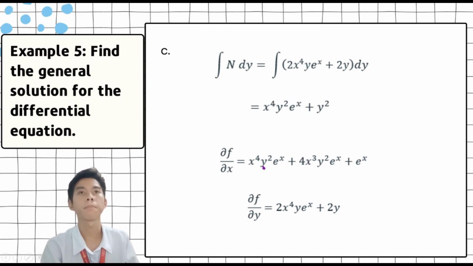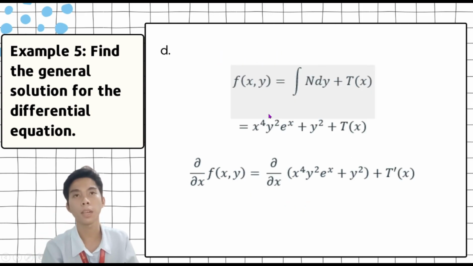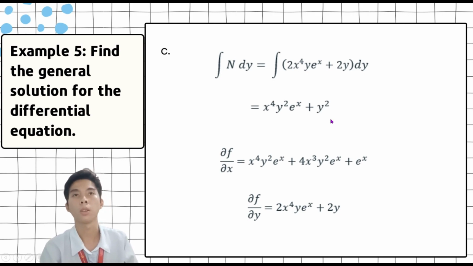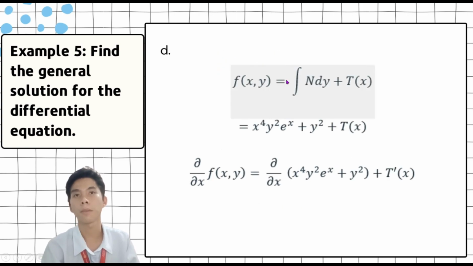The next step is to find the partial derivative of this given equation, and we simply add t of x in the last part of the equation. So we have here the partial derivative of f of x y with respect to x equals the partial derivative of this given equation with respect to x plus the derivative of t of x, which is t prime of x.